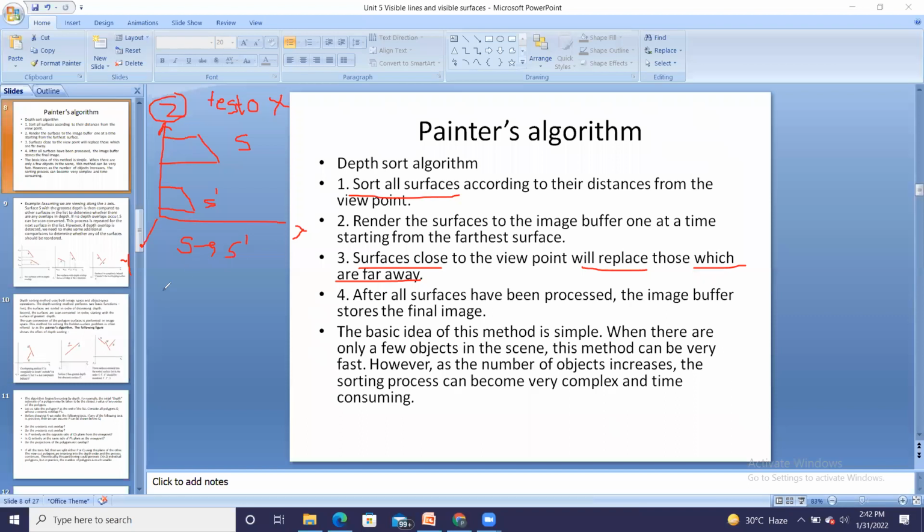But now if I am having surfaces which are overlapping along z, for example, this is your S dash and this is your S surface.